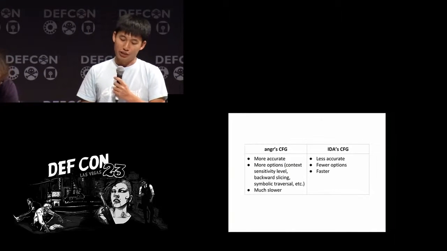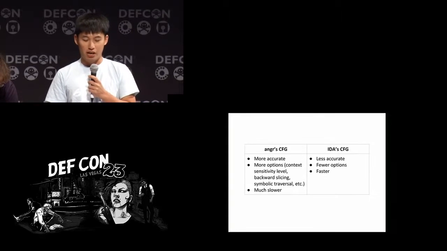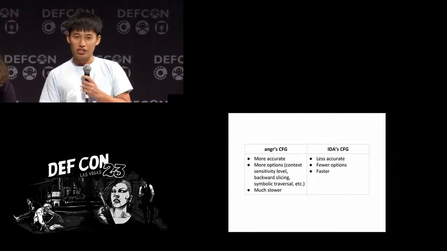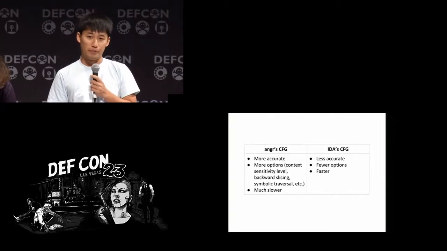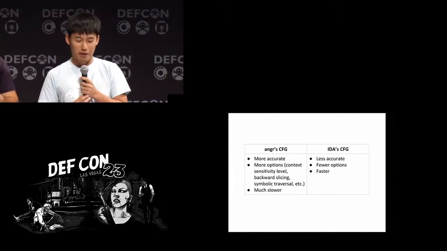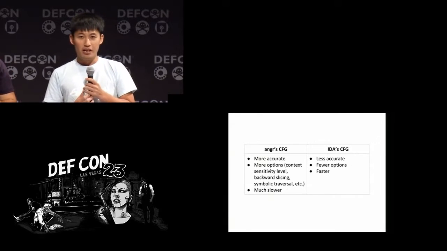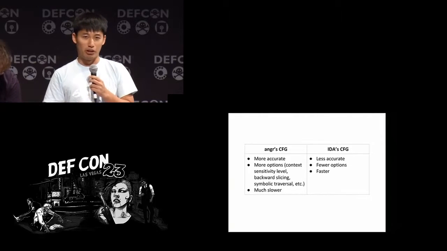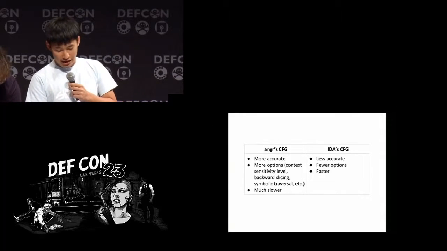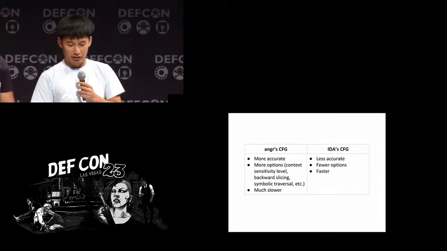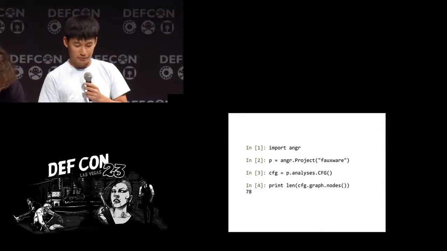Our CFG is more accurate. Our CFG has more options that you can adjust. And the result is our CFG is much slower. That is because we support multiple options like context sensitivity level, smart backward slicing, symbolic traversal, etc., to automatically resolve some stuff that is really hard to resolve normally or statically. For example, jump targets. Or another example, some virtual table pointers. In comparison, IDA's CFG is less accurate. It has fewer options, but it's really faster.